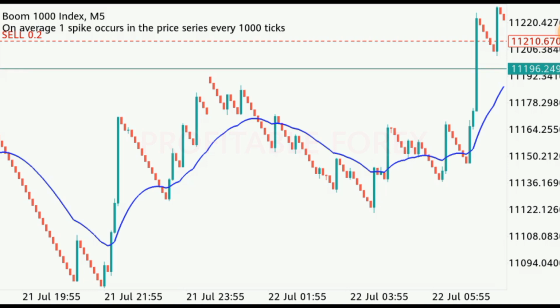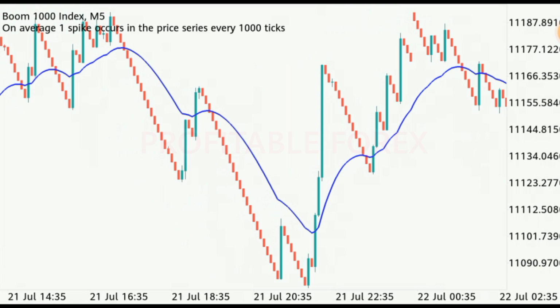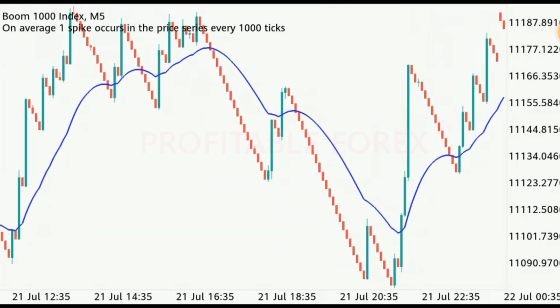Okay, so here we are on the 5 minutes chart. You have to work with the 5 minutes chart. Okay, so here we are on the 5 minutes chart with our 25 moving average. How do you identify an entry? Okay, a good entry position.